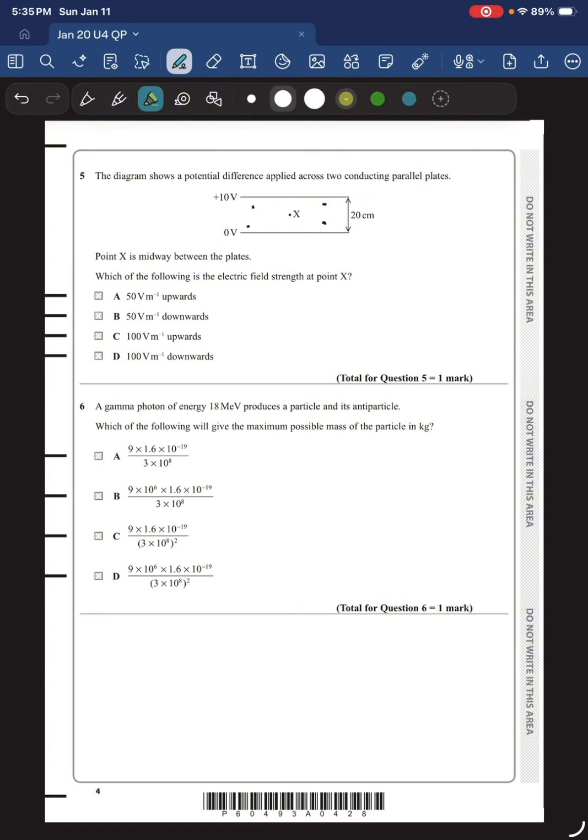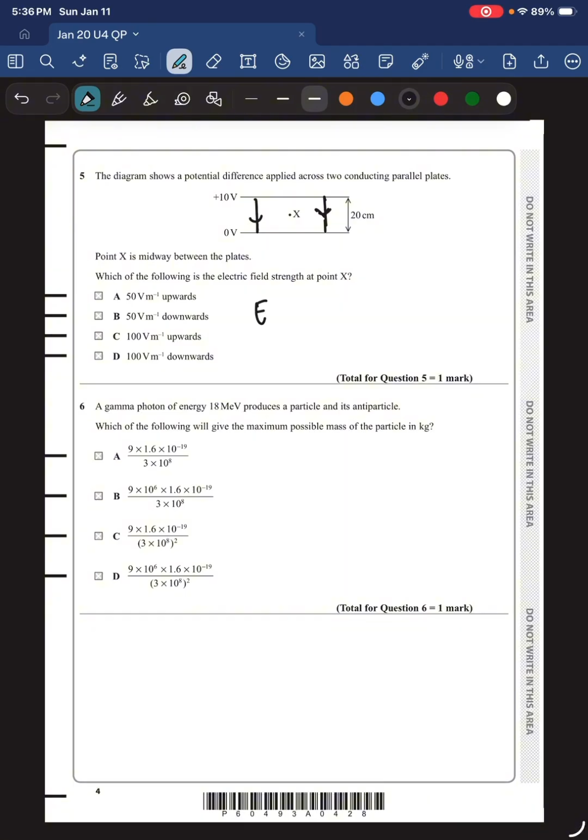So let me erase these dots. Also, the direction is downwards, because we have to go from higher potential to lower potential. I need a pencil. So it's either B or D.